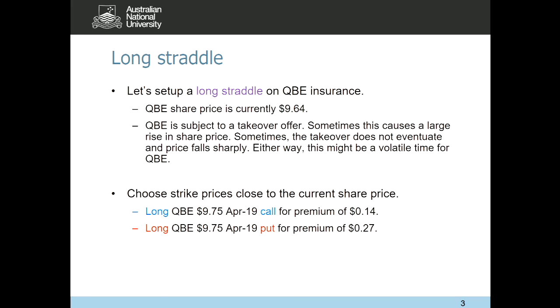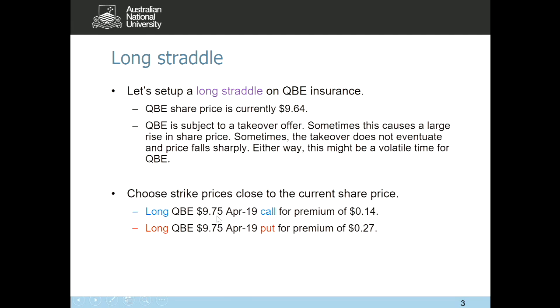But it doesn't matter. As long as we suspect the share price is going to be really volatile, we're going to straddle the QBE share. And as I mentioned in week 4, the way we straddle the QBE share is to buy a call option with a strike price of $9.75 that expires in April, and buy a put option with the same strike price, $9.75, also expiring in April.